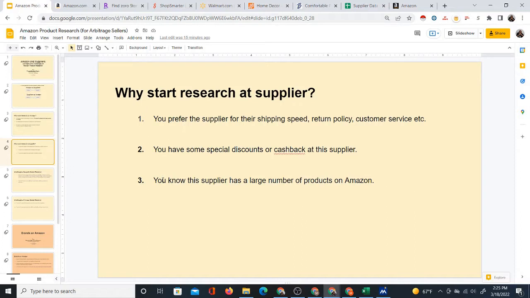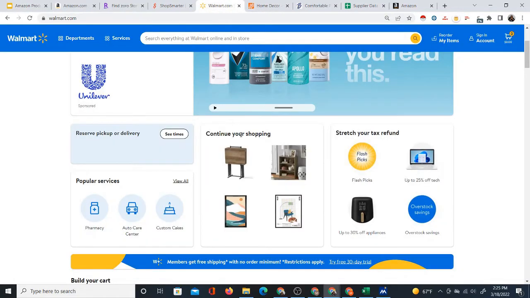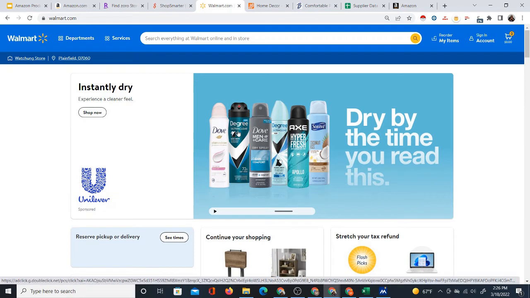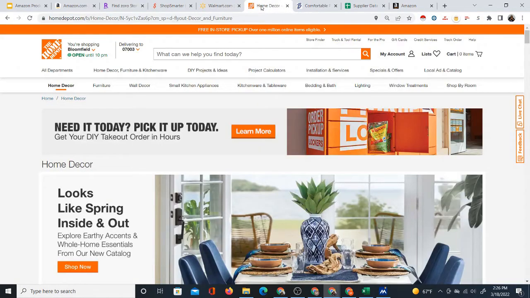Thirdly, you already know that this supplier has a large number of products on Amazon. That is another reason. For instance, take Walmart.com. It is a known fact that Walmart has a very large number of products that are also on Amazon, right? The same might go for Home Depot. This is part of the reason why these particular sites, these online stores, are so popular in the arbitrage realm.